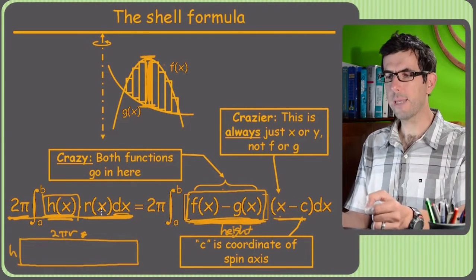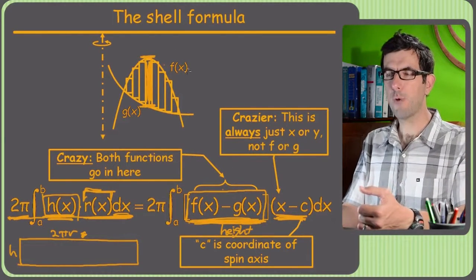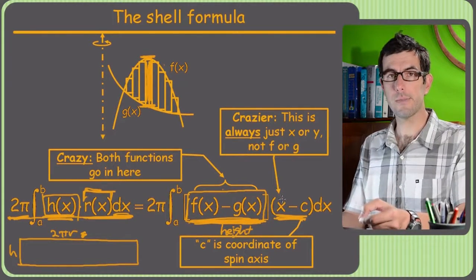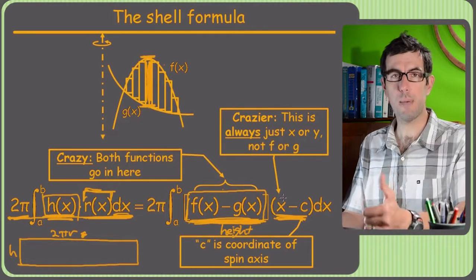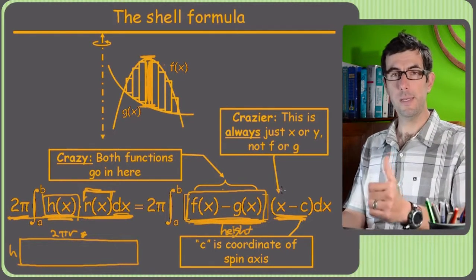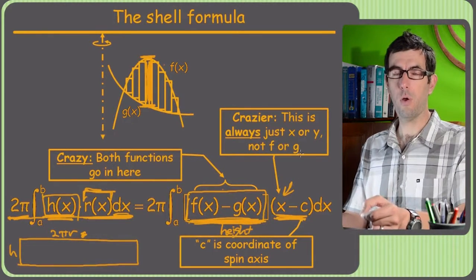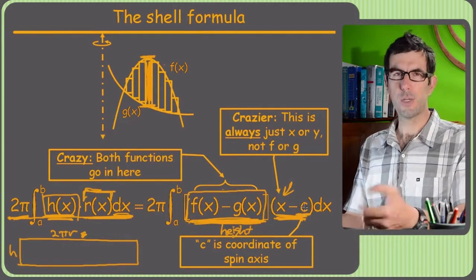Now here's what's confusing or simple. This thing right here, the radius, this is where students always get confused. The radius is just x. It's not x squared. It doesn't depend on what f of x and g of x are. It's never a number. It's always just x. Or if you're doing a dy problem, it's y. But it's x or y to the first power. Never a square root, never an exponent. Always, always, always just an x or a y. And then this c is just the coordinate of the spin axis.